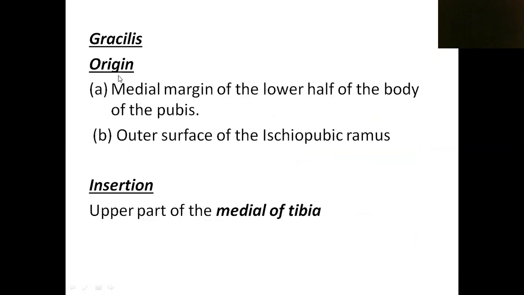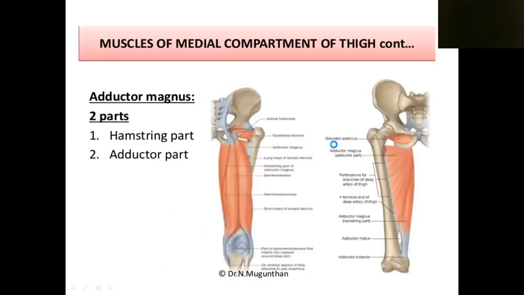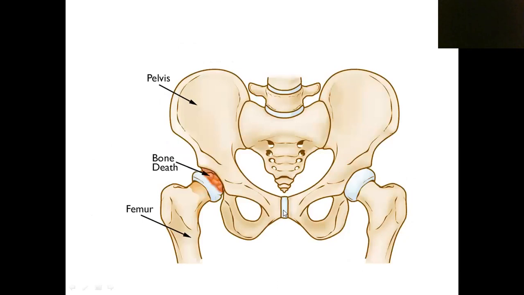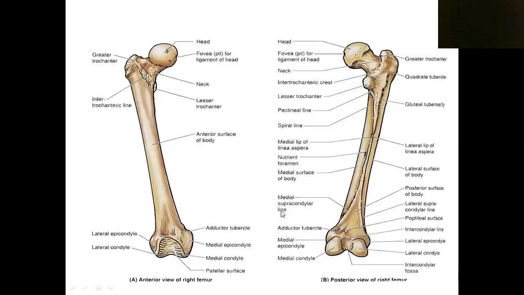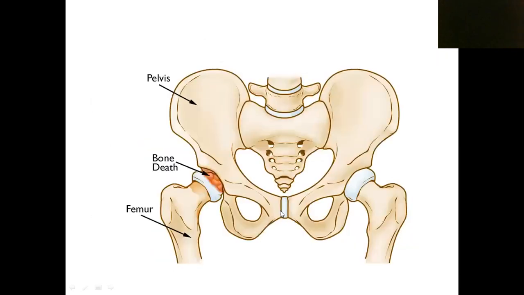Gracilis arises from the medial margin of the lower part of the body of the pubis. It is arising from the body of the pubis, but not from the anterior surface. It is arising from the medial margin of the pubis, then the outer surface of the ischiopubic ramus. We'll check it. See, this is the medial margin. This ridge is the medial margin. This is the anterior surface. Now it is arising from the medial margin, not from the complete medial margin. It is arising from the lower part of the medial margin.